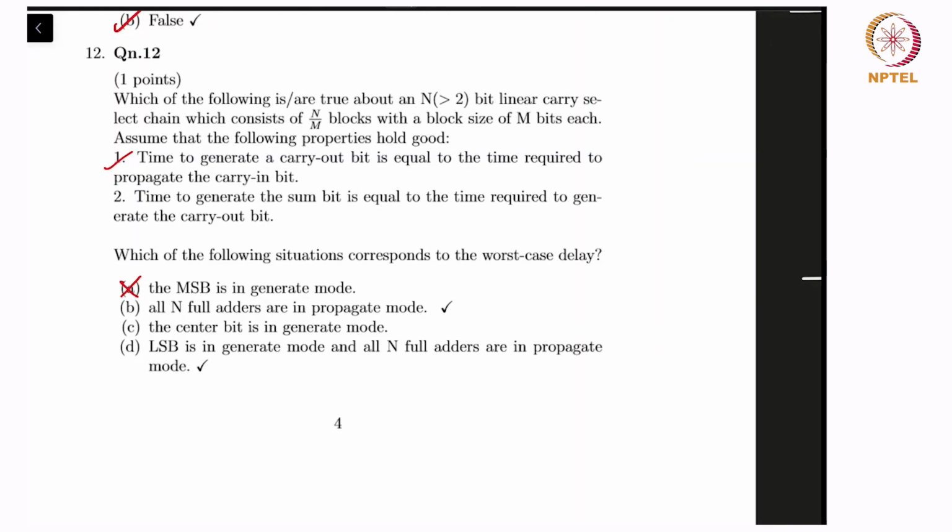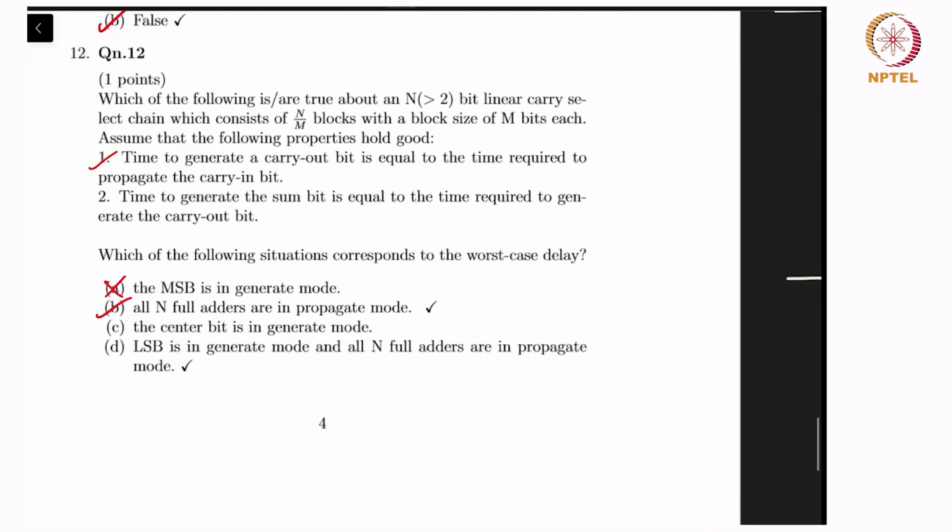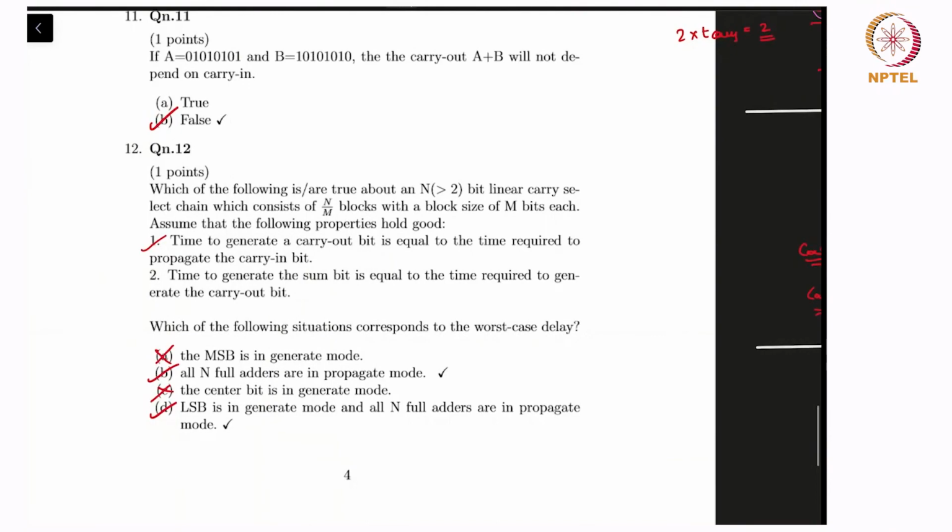The n full adders are in propagate mode. Yes. So the n full adders being in propagate mode means that the carry in will propagate. So the worst case delay will be in a situation where the ripple path is activated, and of course if the ripple path is activated, then all n full adders are either in propagate mode or the LSB is in generate mode, and all the other full adders are in propagate mode. And so therefore these are the 2 correct answers. And of course the center bit being in generate mode means only half the ripple path is activated, so that is wrong. So yes, these were the solutions to assignment 9.